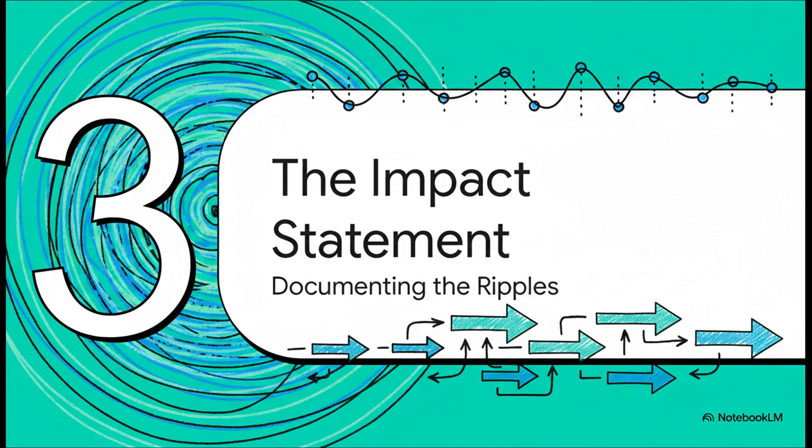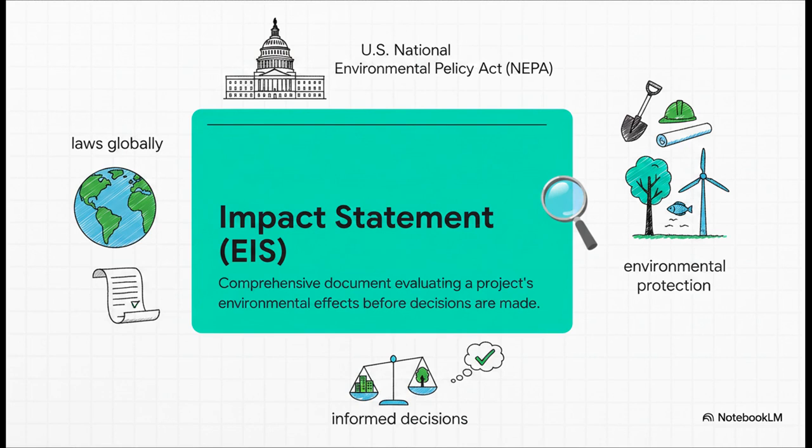Let's move on to Section 3, the environmental impact statement, where we document all these ripples. How in the world do we systematically document all these complex deviations, magnitudes, and timeframes before they actually happen? Well, enter the EIS, the Environmental Impact Statement. This is a comprehensive, highly transparent tool used in laws all over the globe, like the National Environmental Policy Act, or NEPA, in the US.